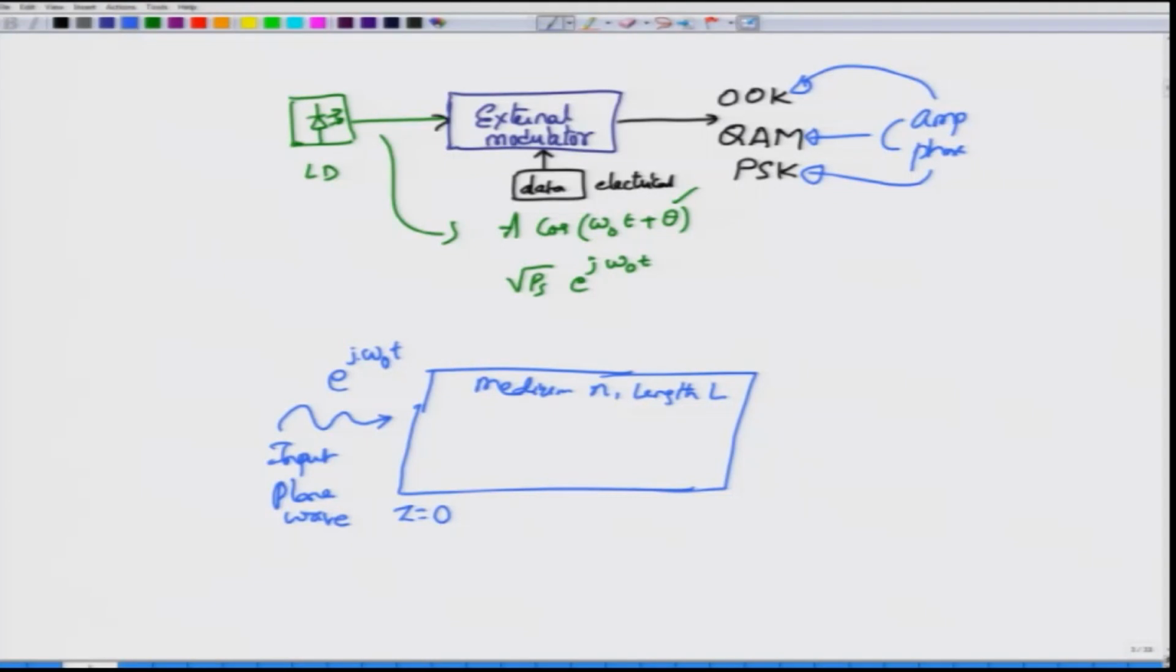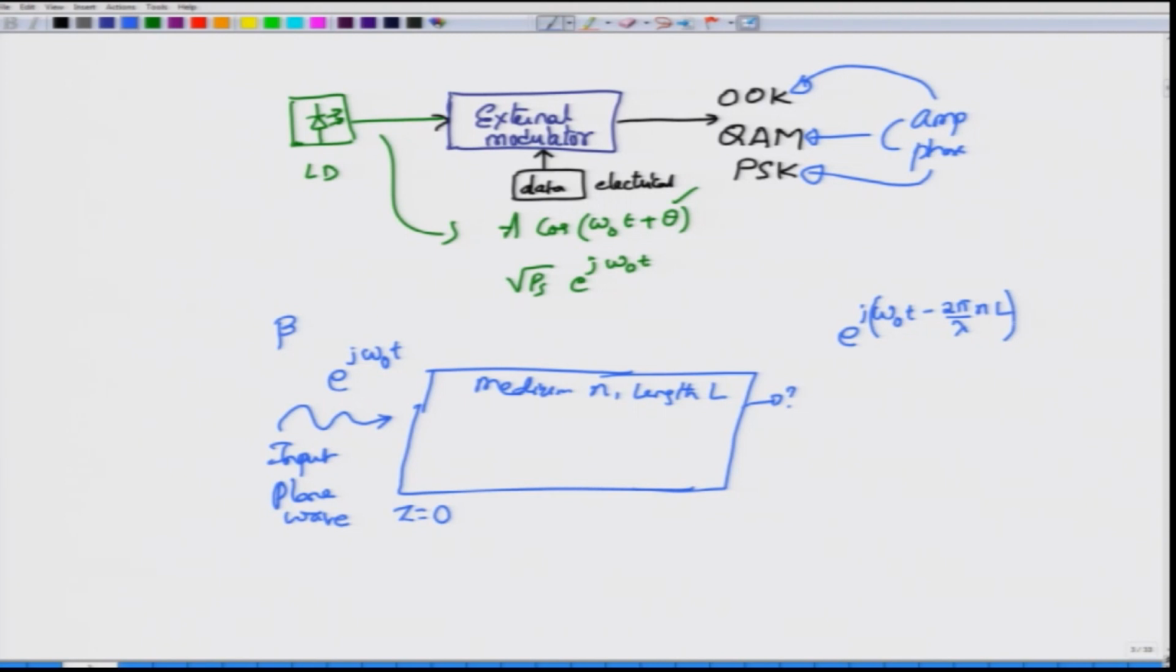I have a plane wave, imagine a plane wave e power j omega 0 t happily propagating in air, and now it reaches this medium of refractive index n and then begins to propagate. What would happen at the output of this medium? Well, just at the output of the medium, we know that if the wave had a propagation constant of beta, then there will be a phase change which is given by 2 pi by lambda n into L.